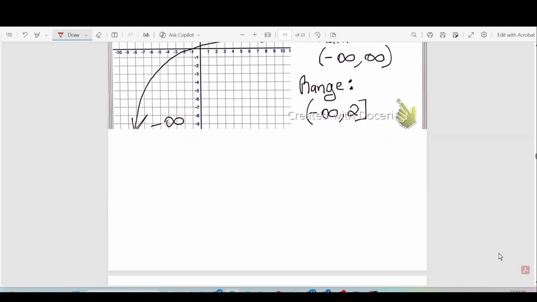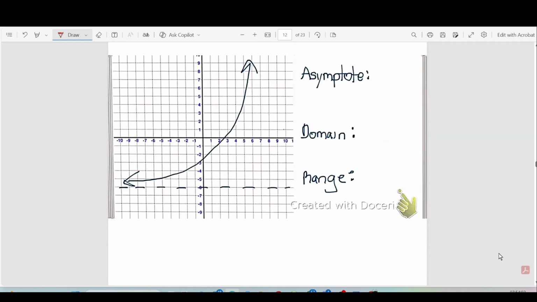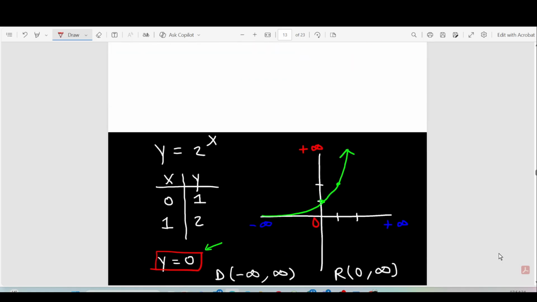Yeah, what about this one? The asymptote is at negative six. Domain is negative infinity to positive infinity. Range is negative six, with the curvy bracket, comma, infinity. Very good. Here you need to put this bracket because negative 6 is not included, right? Very good.